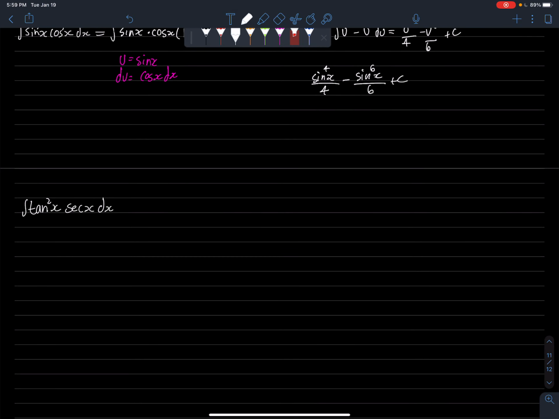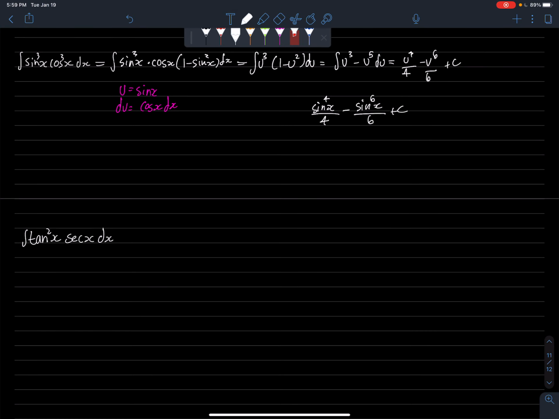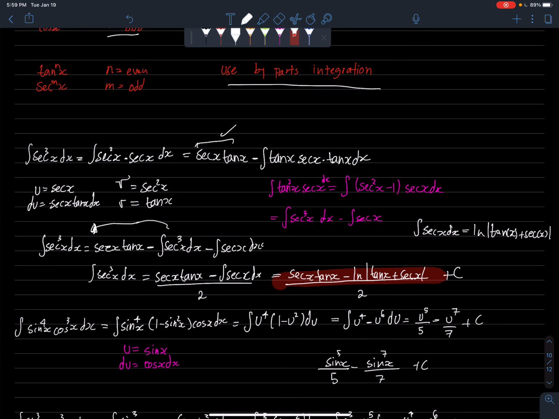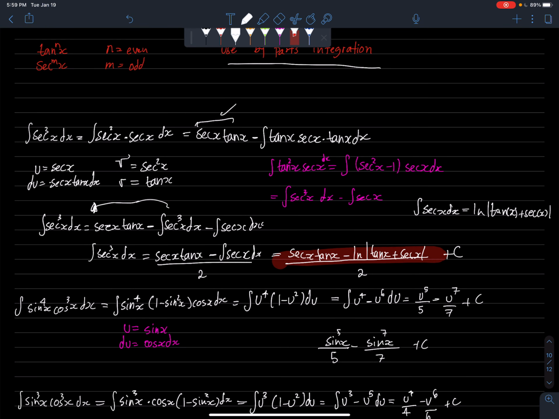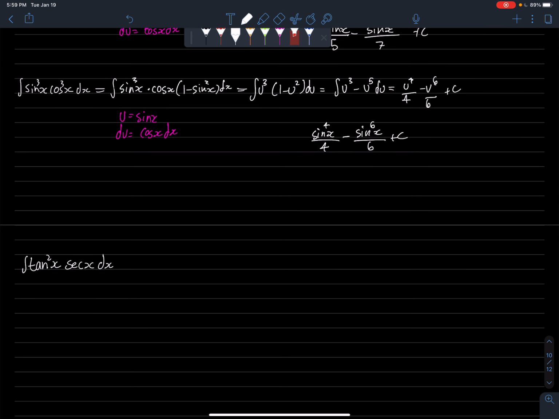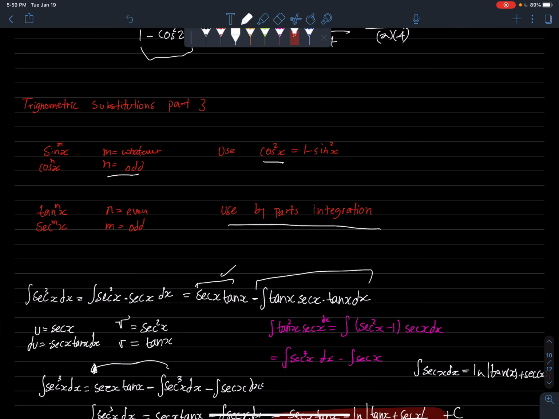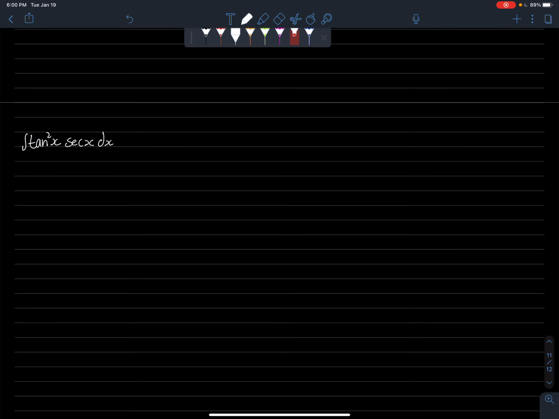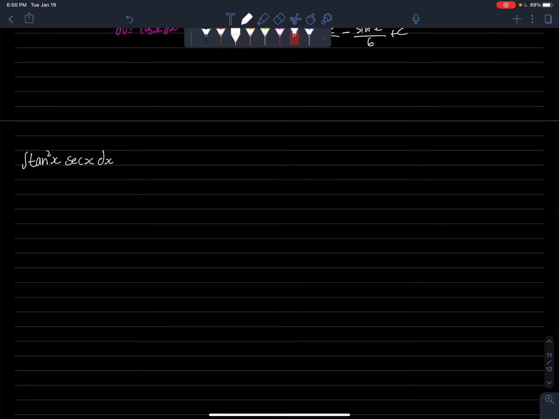Alright, next one. So actually look at this integral and look at the first integral. Look, this is the part of it that we were doing. We were doing tan squared secant. Right there, you see it? Same one. So let's do it the other way now, right? So tan squared secant x, we have it right here. Do by parts. Okay, let's do it by parts.